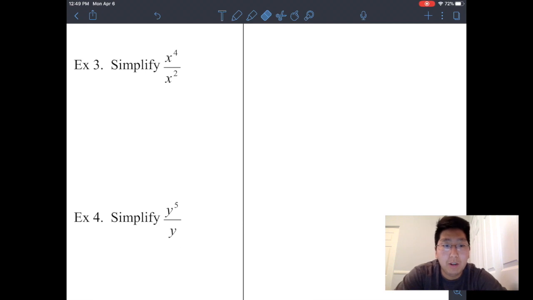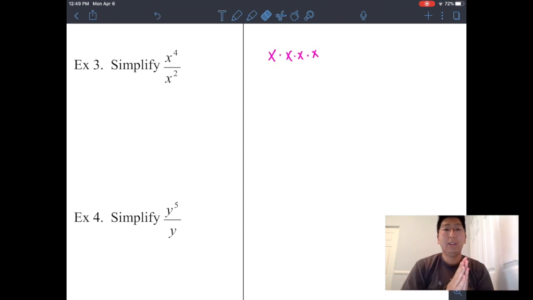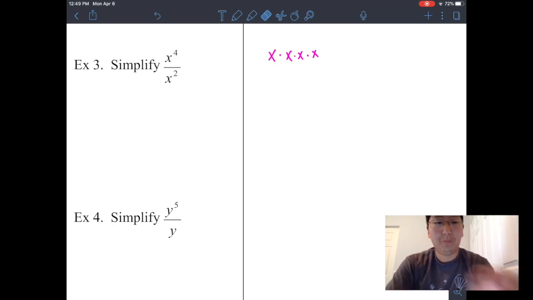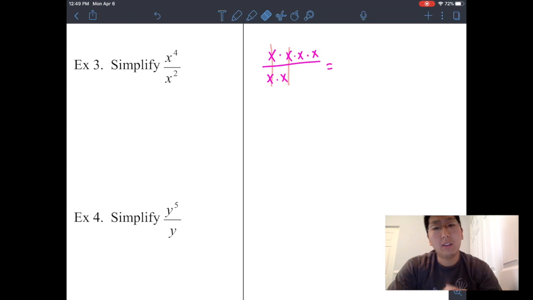So example number 3, we have x to the 4th over x squared. So on the top, we're going to have x times x times x times x. That means that x is the base, and it's multiplied by itself 4 times. So x times x times x times x over x squared, so divided by x times x. Create our ones. Voila. We're left with x times x on top, which is going to be x squared over 1. That's our answer. Okay.